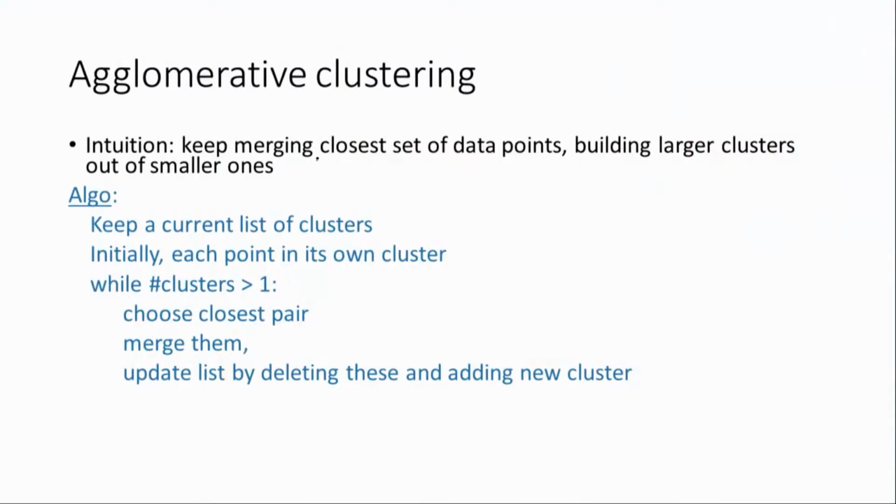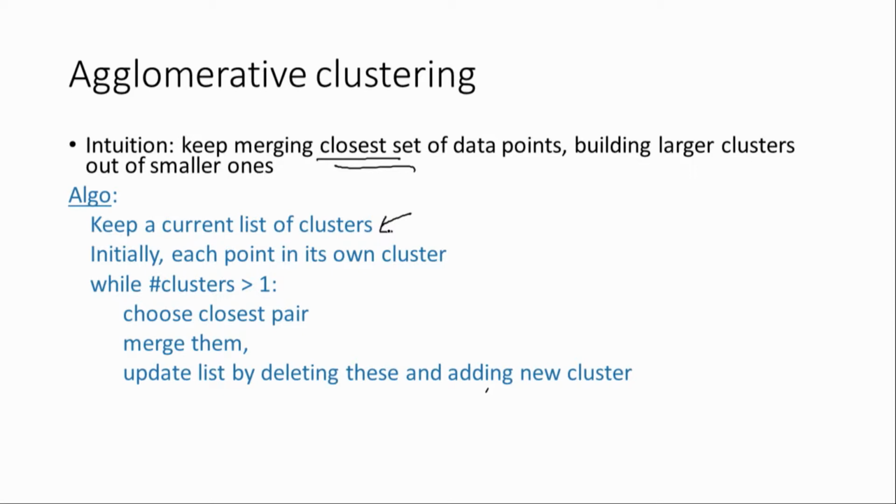Now let us look at these different variants and see what happens. Before we do this, this is the algorithm that we came up with. The basic intuition is that we'll keep merging the closest set of data points, building large clusters out of smaller ones. The way to implement it is that you keep a current list of clusters. You initialize it by saying that every point is in its own cluster. And while the number of clusters is bigger than 1, choose the closest pair.